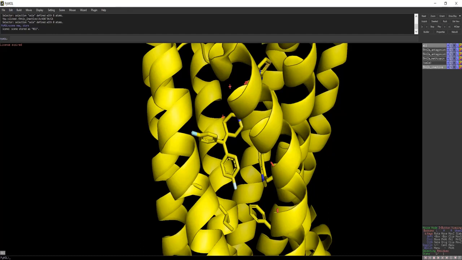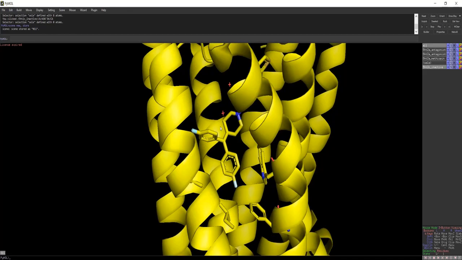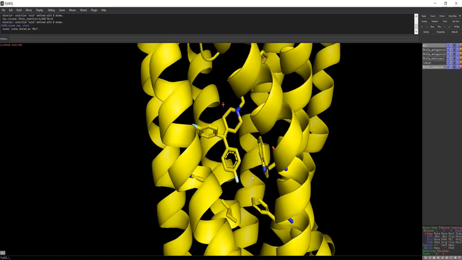Now, considering how similar we've seen 5-HT2A and 5-HT2C to be so far, it should be no surprise then that antagonists function in the same way at 5-HT2C. They bind in the orthosteric binding pocket and interact with the toggle switch and the PIF motif.